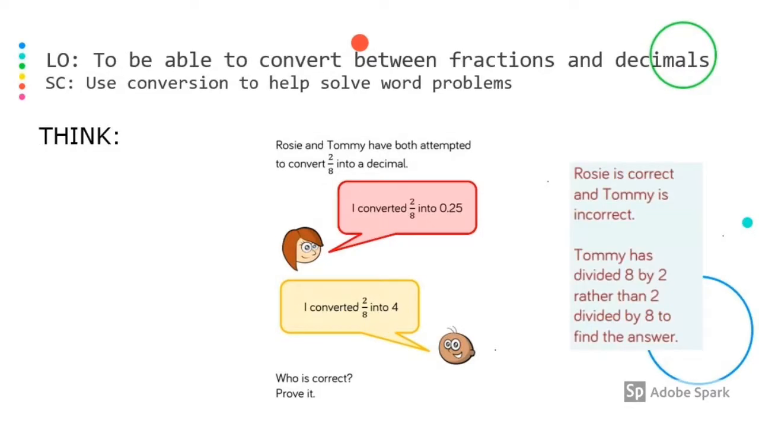Hopefully you were able to have a go yourself and it wasn't too difficult because you've watched all the slides and understood how to do it. If you weren't sure how to do it, maybe go back through the video and see if you understand a second time. On the screen now is the answer. The answer is that Rosie is correct and Tommy is incorrect. This is because Tommy has divided 8 by 2 rather than 2 by 8 to find the answer. He's got it the wrong way round.